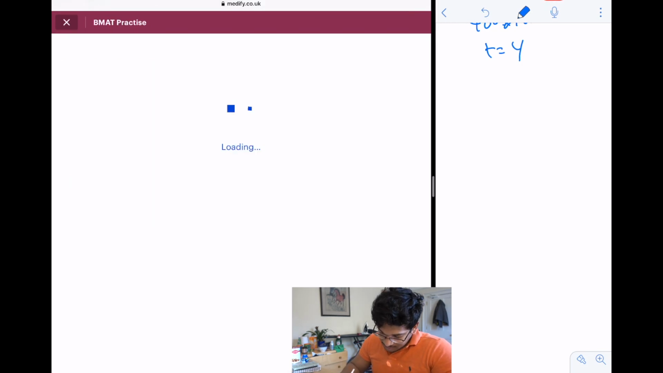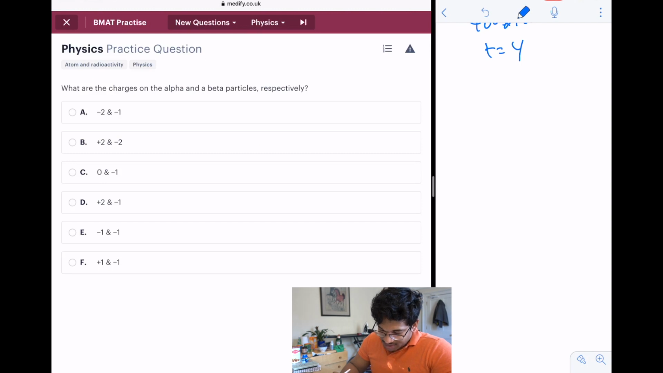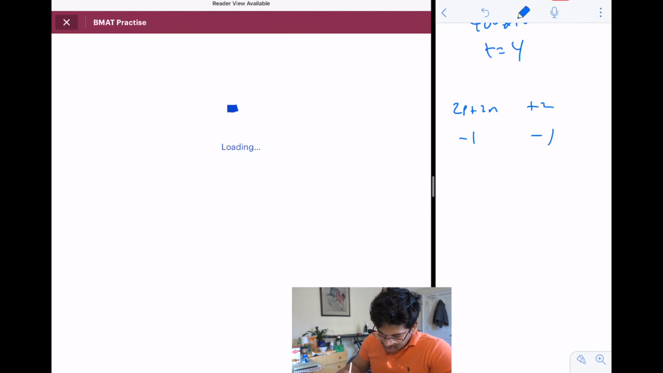to the passengers. Noise. What are the charges in alpha and beta particles respectively? An alpha particle is 2 protons plus neutrons. A beta particle is 1 electron, so it's -1. So it'll be +2 and -1. Lovely. Thank you very much.